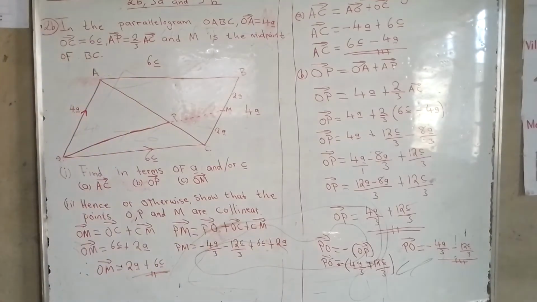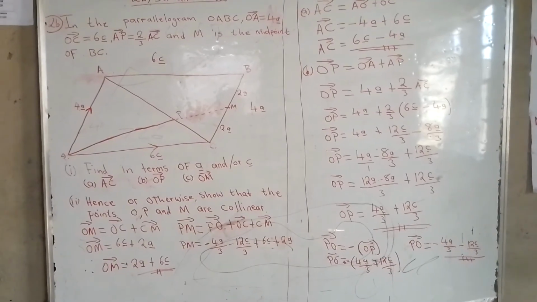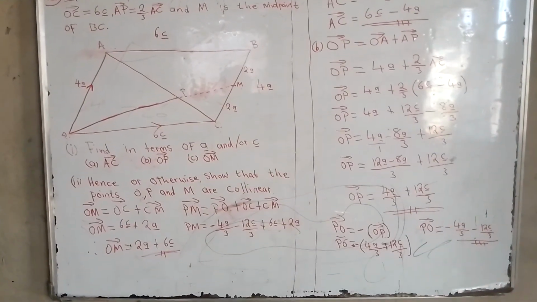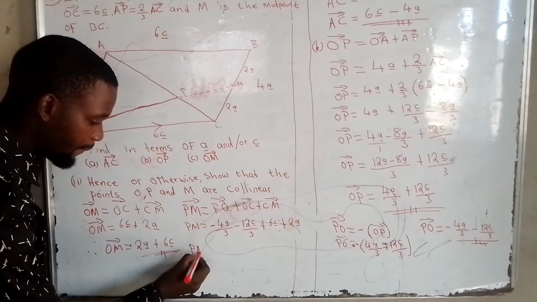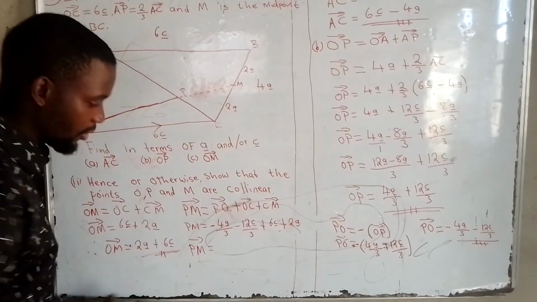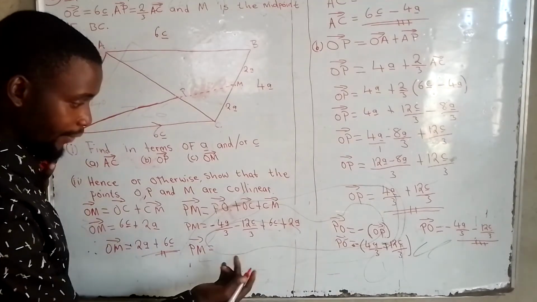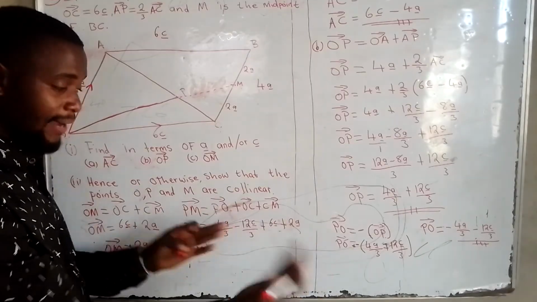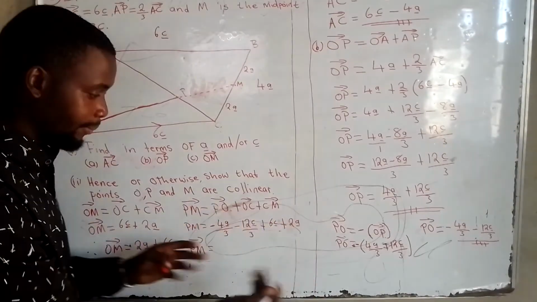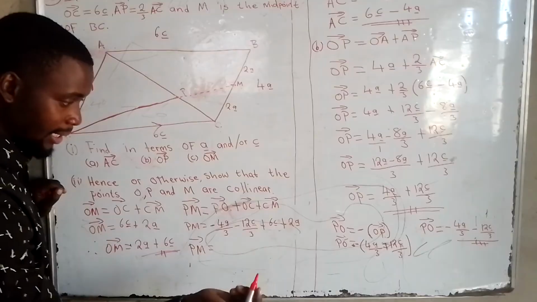Like that. So after that now, we need to collect the like terms. Let me do this a bit so that you clearly see. So I'm going to say PM is equal to, we can start with this one, or if you want, you can start with the one which is positive. I advise that you start with the one which is positive, or you start with this one and it's the same.